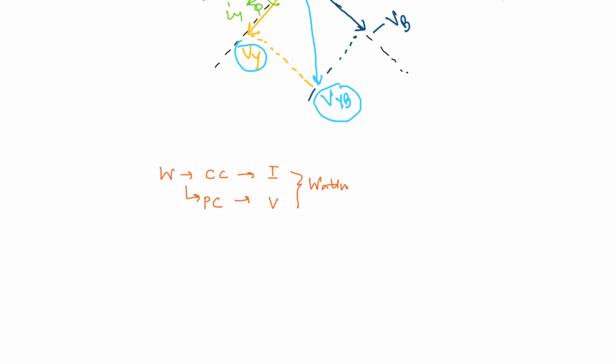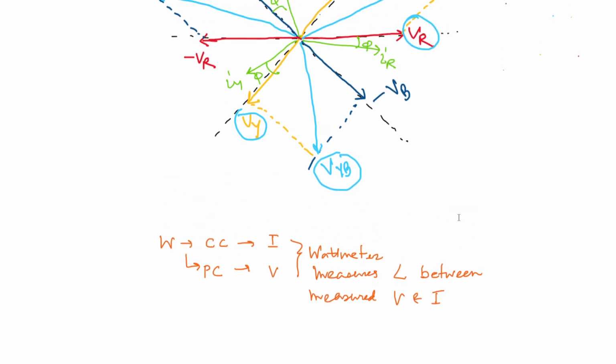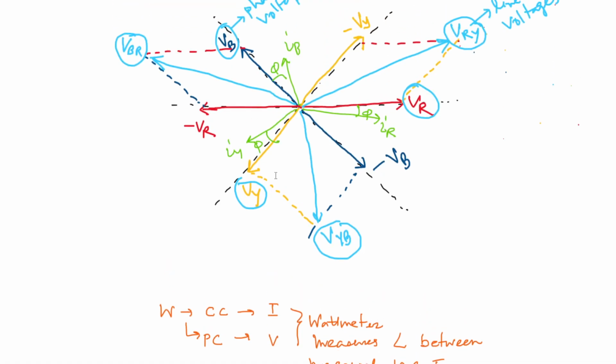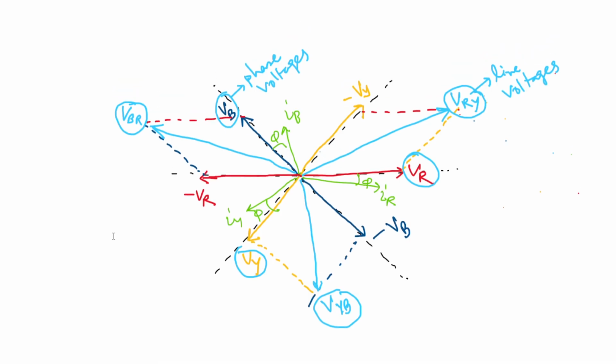Wattmeter measures the angle between measured voltage and current. That is the reason, depending on the connection of the wattmeter, the wattmeter readings are changed. So we have fundamentally understood this diagram. Now from this phasor diagram, we can pick any two phasors that a wattmeter measures.